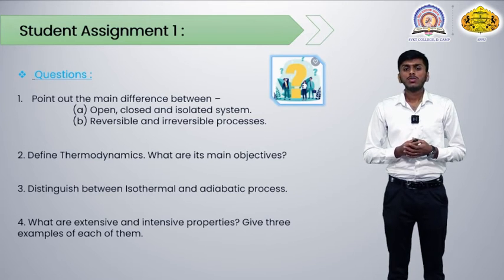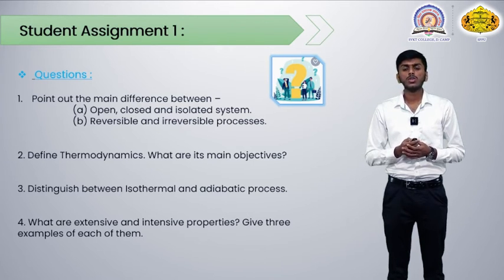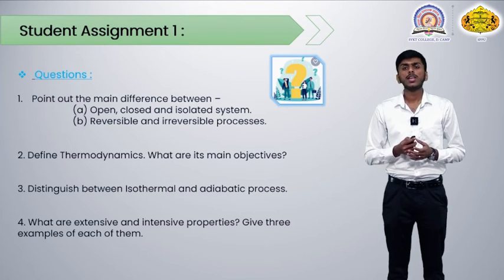First, point out the main difference between open, closed and isolated system, and also between reversible and irreversible process. The second question is define thermodynamics and what are its main objectives. The third question, students have to distinguish between isothermal and adiabatic process. The fourth question is what are intensive and extensive properties, and give 3 examples in each category.